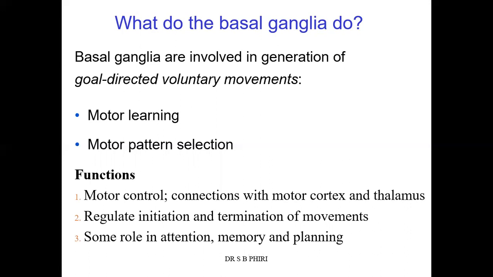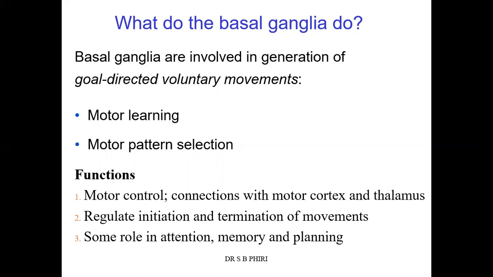So the major functions, we have the motor function, which has connections with the motor cortex and the thalamus. Then mainly, they are involved in regulation of initiation and termination of movement. So the basal ganglia is involved in initiation of movement, and is also involved in termination of movement. So if there is something that is destroying the function of the basal ganglia or the structures of the basal ganglia, sometimes it's very difficult to initiate movement, and also to stop or terminate movement is very difficult.